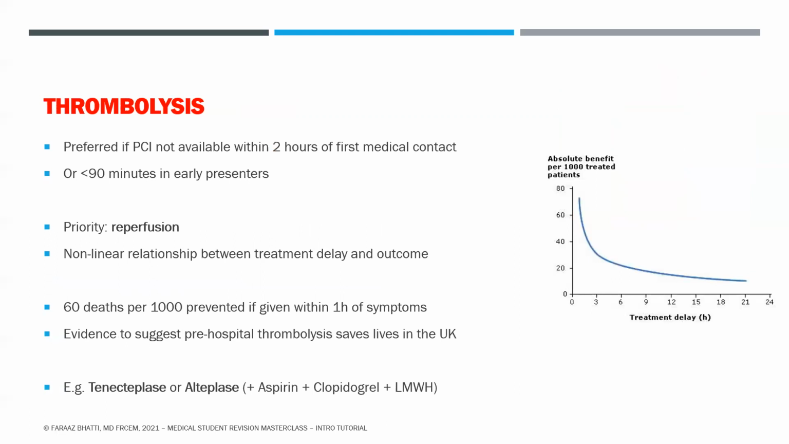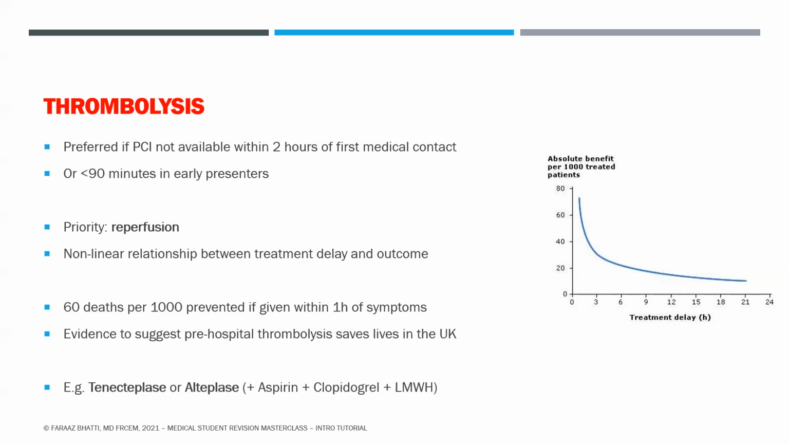If we look at thrombolysis, this is preferred if PCI is not available within 2 hours of first medical contact. So if a patient arrives to the emergency department and PCI cannot be done within 2 hours, then the patient may be amenable to thrombolysis. So priority is always reperfusion, but as you can see, there is a non-linear relationship between treatment delay and outcome. So the longer you wait for treatment, the outcome is going to become less favorable.